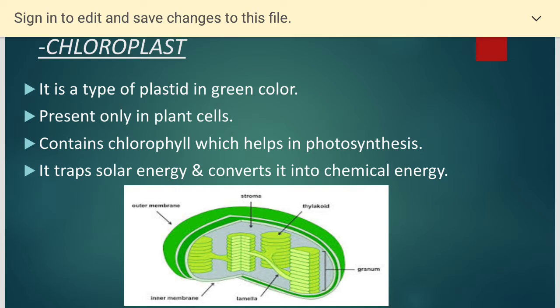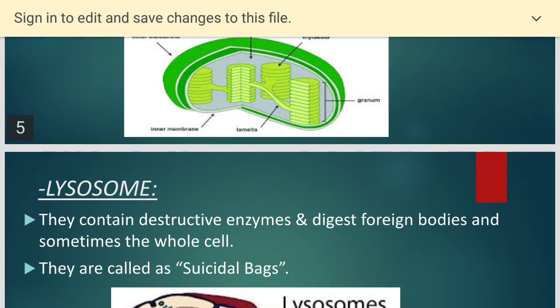Again, it is a three-membrane structure, and the innermost membrane, the third membrane, is piled up into stack-like structures which are called grana. The piled-up structures are called the granum thylakoid. And the fluid present inside is called stroma, in which the grana are present. I hope this content is clear to you.